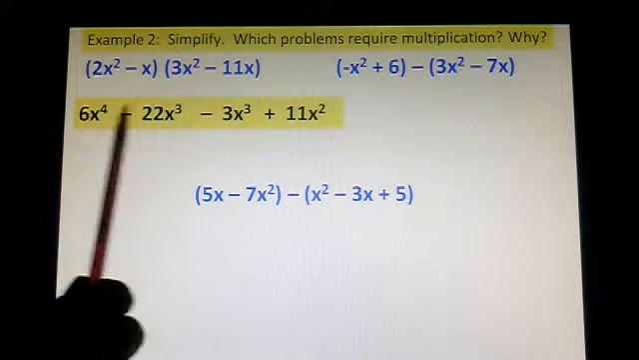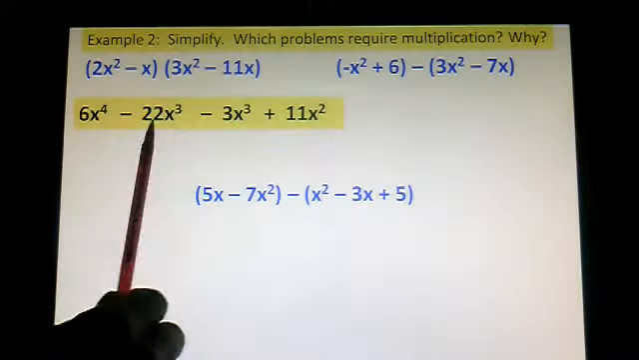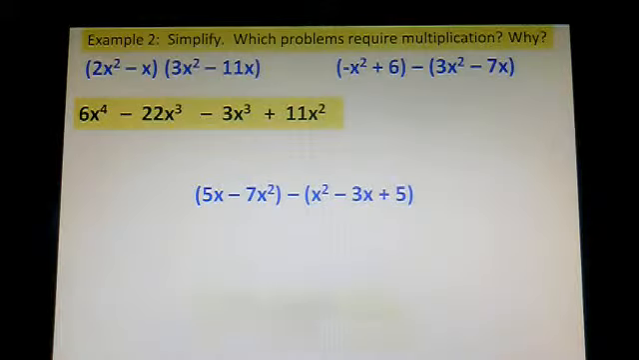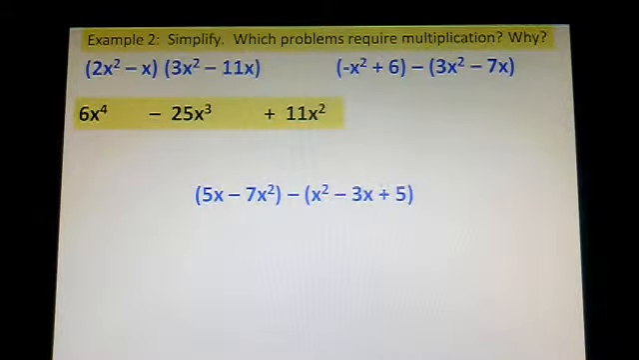And look, it's already in standard form. They're in decreasing order. Beautiful. If you combine these two, you should have negative 25x cubed. So there's the simplified answer. Ends up being a trinomial. As we often know, a binomial times a binomial is often a trinomial.